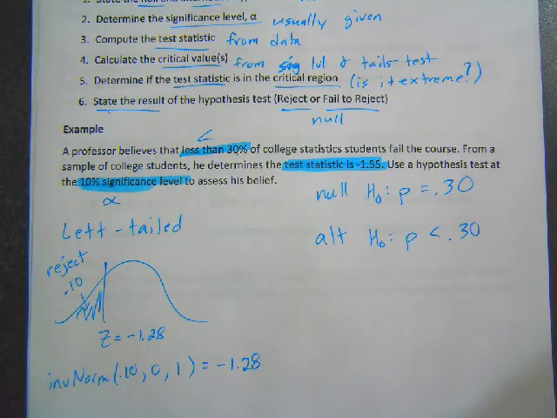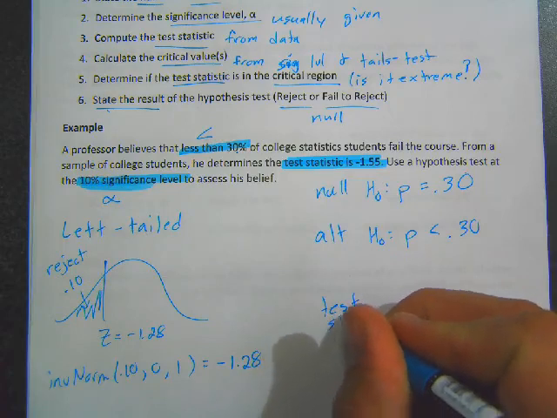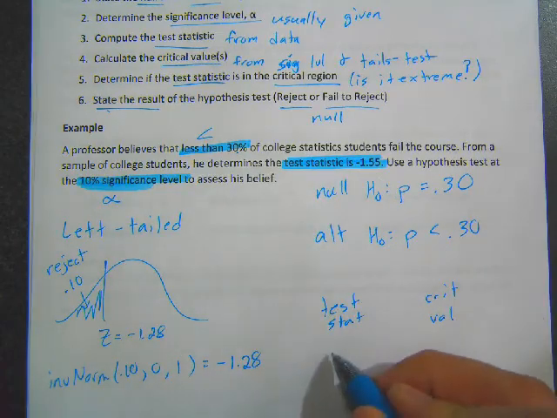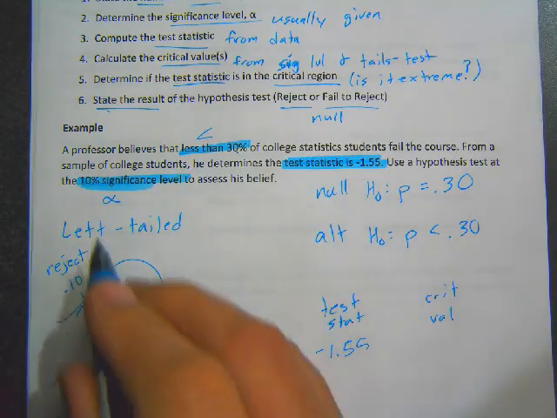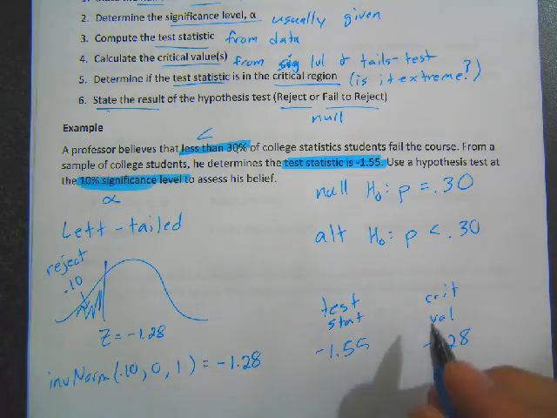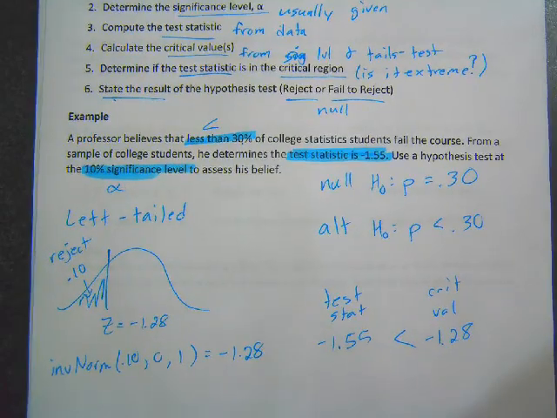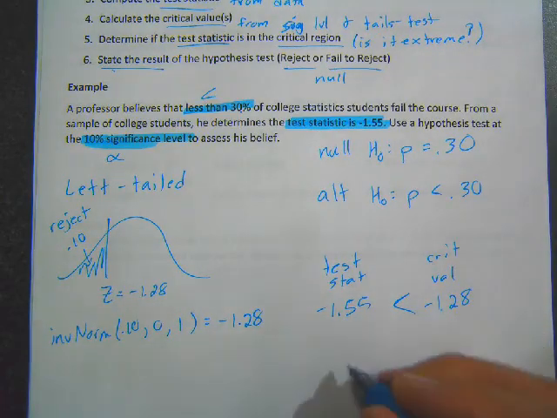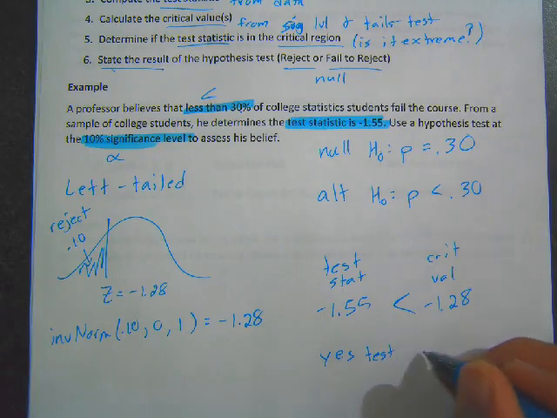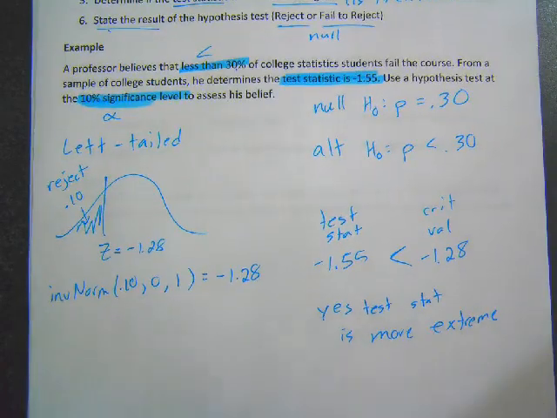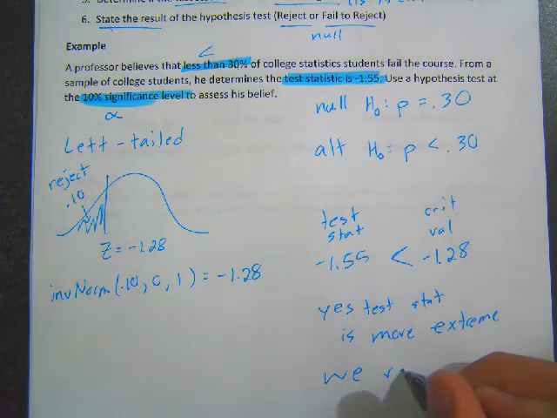So we're going to compare it. We're going to look at our test statistic compared to our critical value. Our test statistic is negative 1.55. You got that from the data. Our critical value is negative 1.28. Is this smaller? Yes, it is. It's more extreme because with negative 1.55, I'm going further out in the negative direction. So yes, the test statistic is more extreme. It's further out. If that happens, that's enough evidence for us to reject the null.